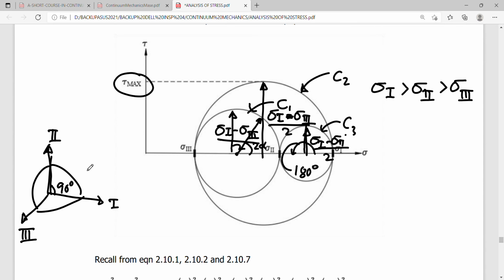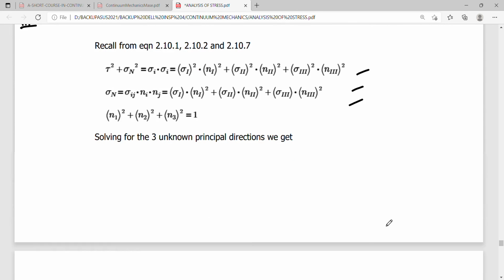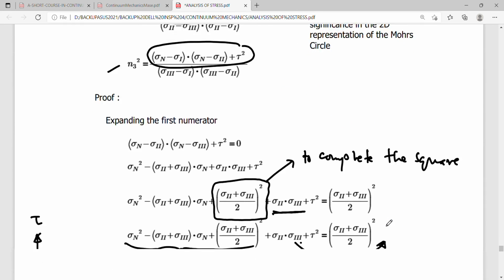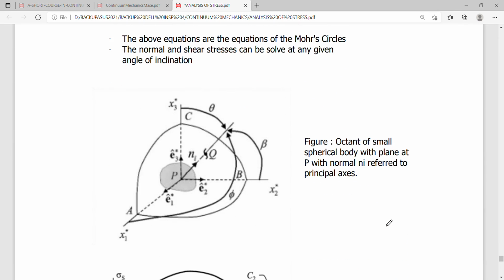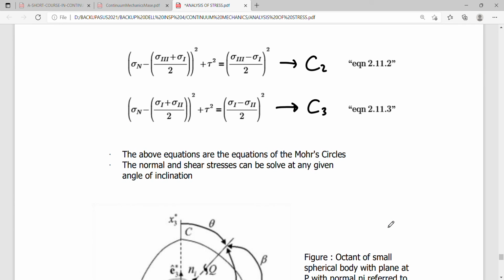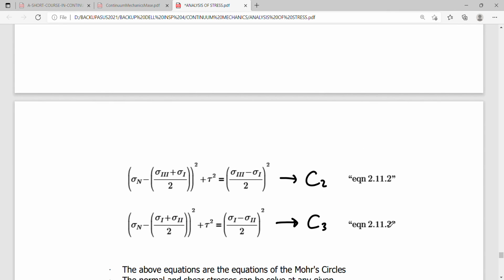Okay, so I'll stop at this point to answer your concerns or questions before we proceed with the three-dimensional interpretation of these equations so we can apply it in a three-dimensional problem later.